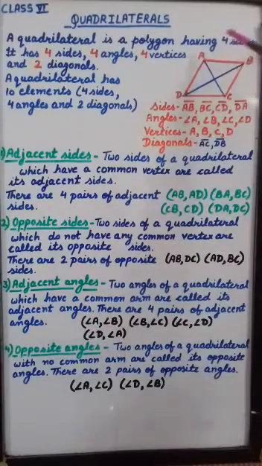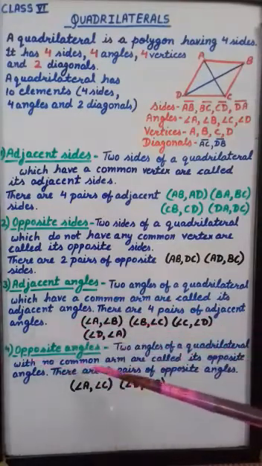First one, angle A, angle B, common arm is AB. Second, angle B, angle C, common arm is BC. Third, angle C, angle D, common arm is DC. And last, angle D, angle A, common arm is DA. So there are four pairs of adjacent angles.